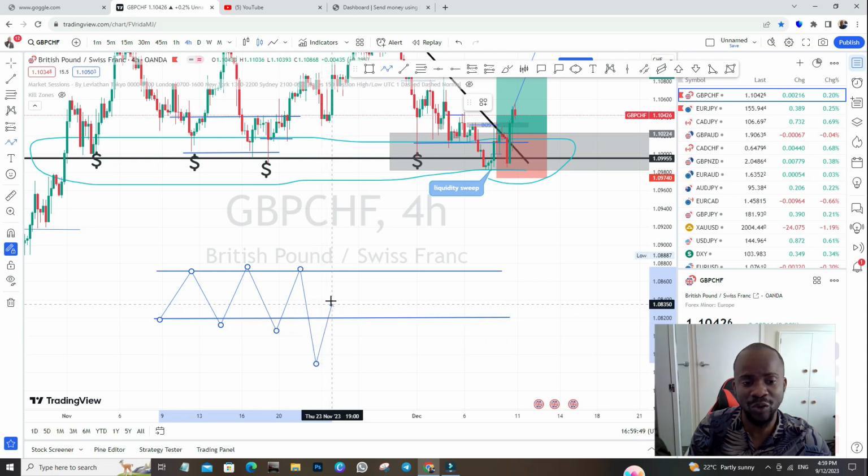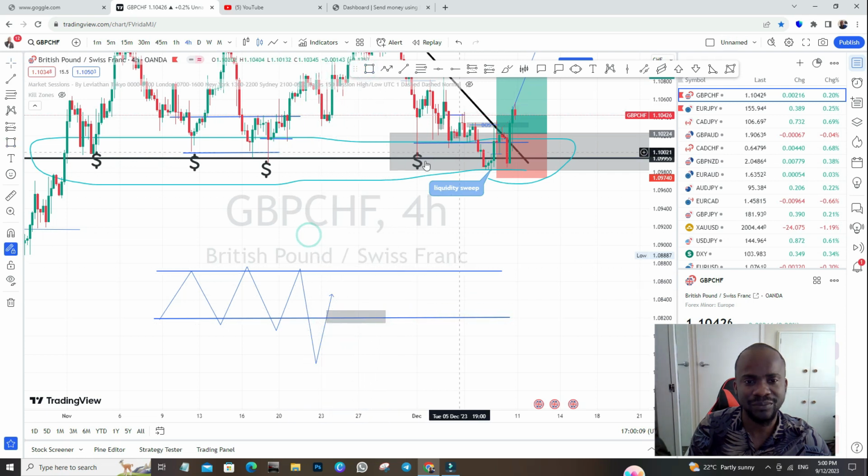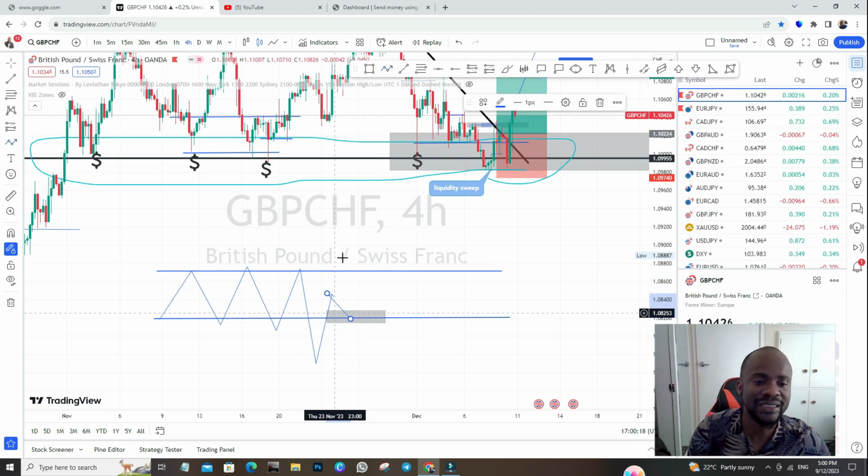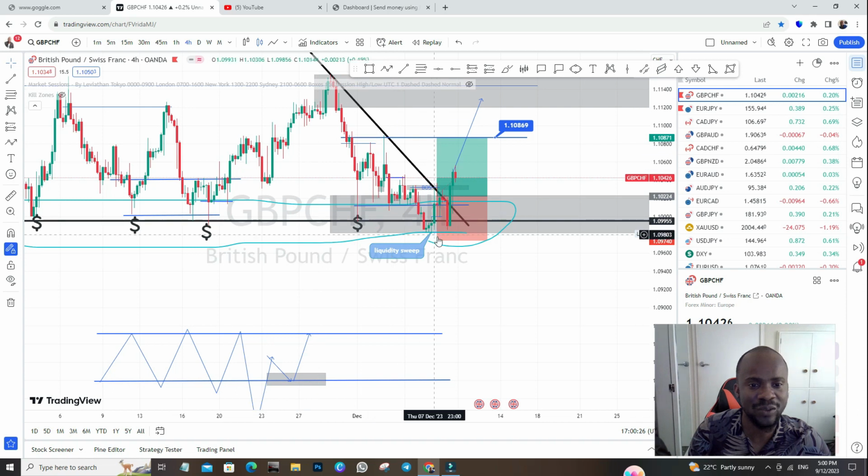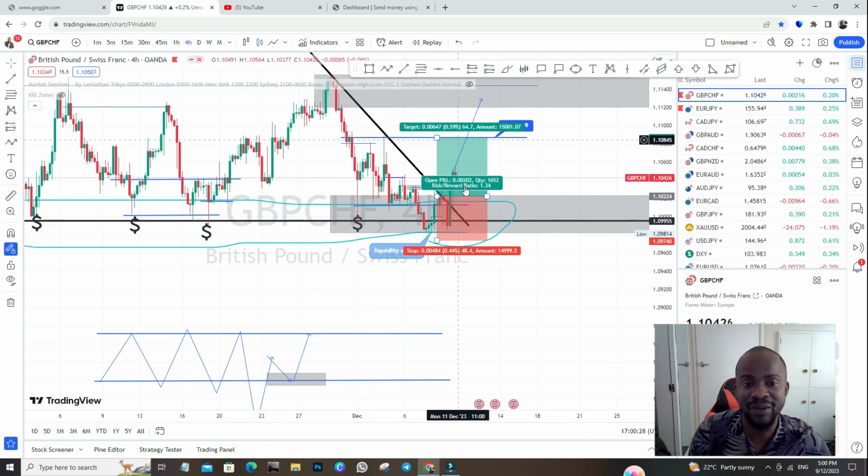This impulse to the upside is called a displacement, and once there's a displacement, I'll be looking forward to a kind of break of structure somewhere around here. Then I'll find a fair value gap around this area where price can now retest, and here will be my TP. So it's the same idea, the same model I was using to plan out this trade, and you can see that the price has come down. It's already a retest here, and most likely price is going to push to the upside.